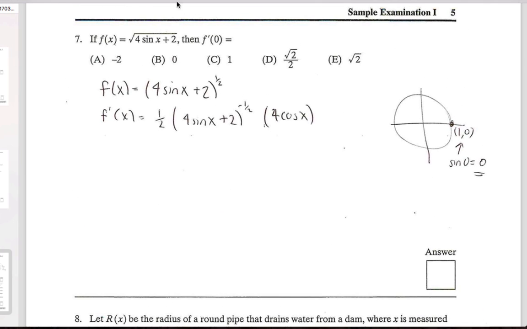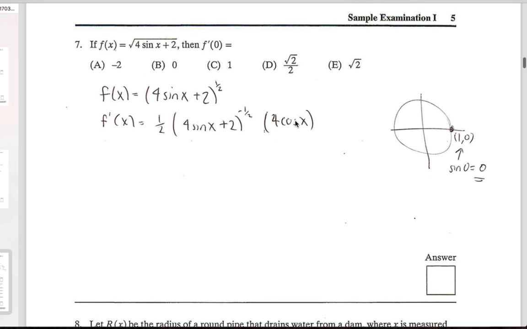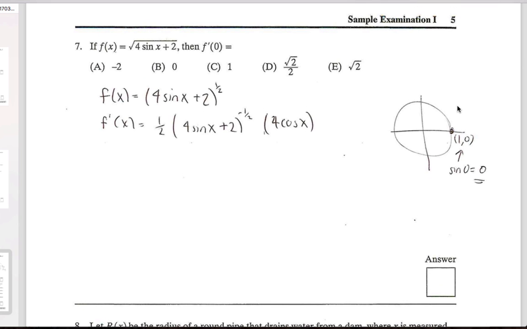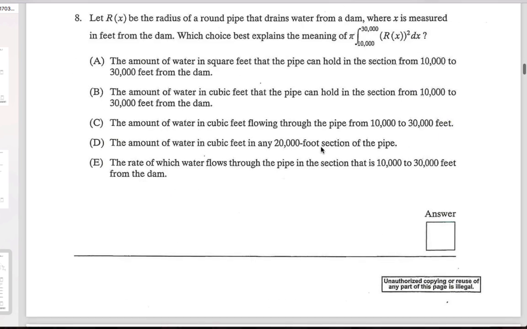On number 7, don't forget that it is a chain rule, and to remember that, I would rewrite this first. So I have 4 sine x plus 2 to the 1/2 power, so it's clearly a chain rule type thing. So if I have box to the 1/2, I have 1/2 box to the negative 1/2, and then the derivative of what's inside the box, the derivative of 4 sine x plus 2 is just 4 cosine x. Now, I do not have a calculator, so you need to make sure that you're able to do simple things like figuring out the sine of 0 and the cosine of 0. So we know here we have the 0, so the cosine of 0 is 1 and the sine of 0 is 0. Just make sure that you got some trig stuff down, please.